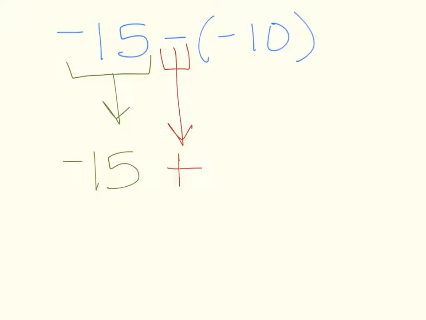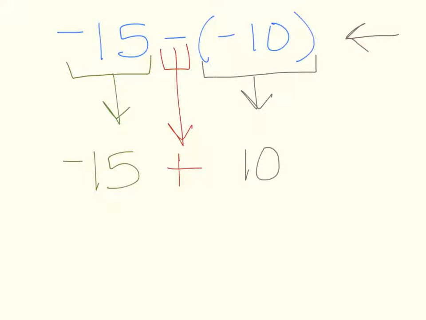But if I'm going to turn around and face right, then that means I need to change that negative 10 to a positive 10, its opposite. So I'm going to change it to positive 10. Because think about this for a second. In my original problem, negative 15 minus negative 10, I would start at negative 15. I would face left. And I would move backwards 10. The negative 10 tells me to move backwards 10.